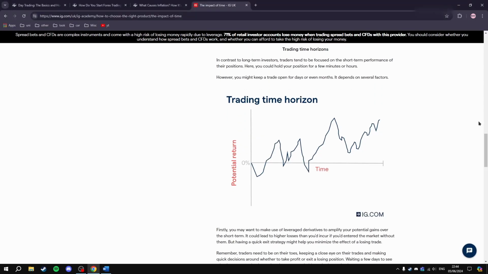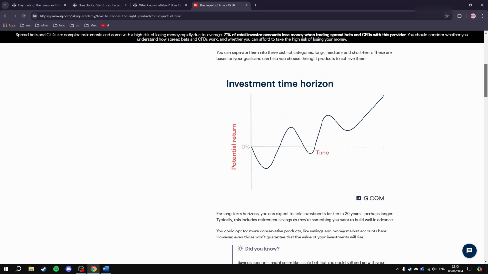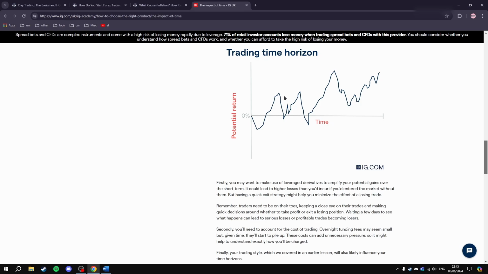Trading time horizons. In contrast to long-term investors, traders tend to focus on the short-term performance of their position. Here, you could hold your positions for a few minutes or hours. However, you might keep a trade open for days or even months. It depends on several factors. Investment time horizon looks to be smooth, while trading time looks a bit jagged.